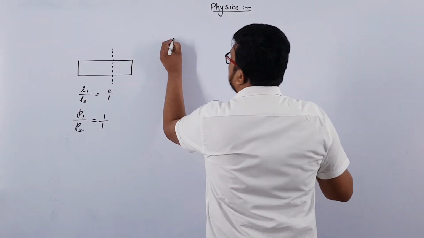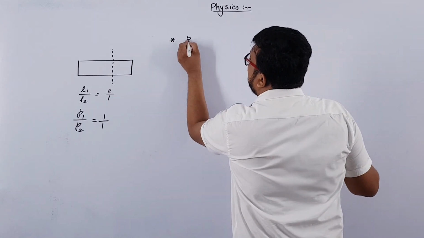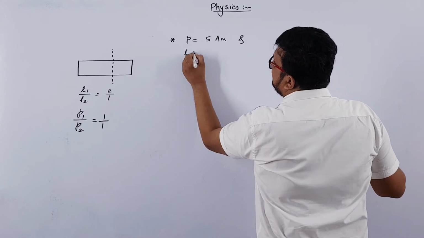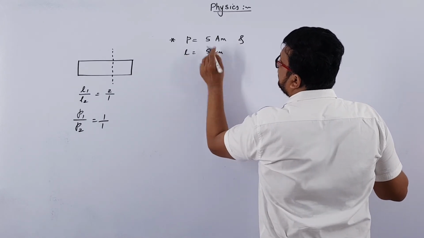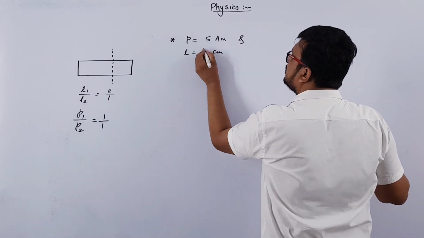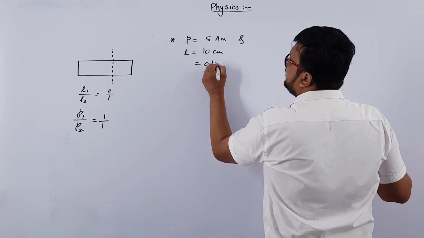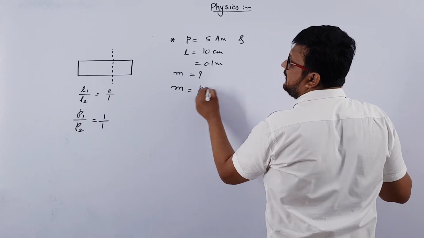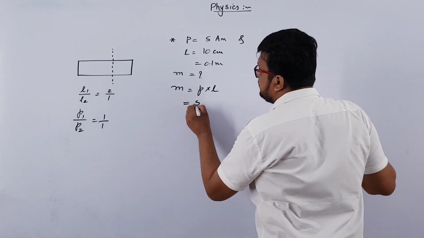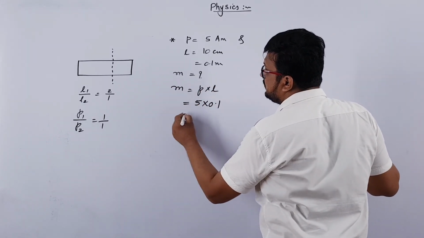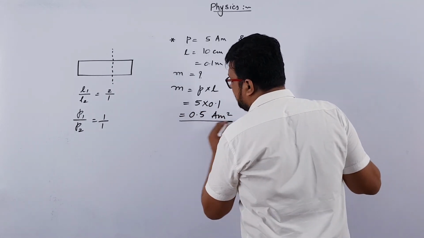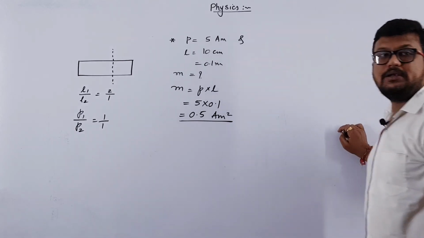Right. Next is, the pole strength of a bar magnet is 5 ampere meter and its length is 5 centimeter. Let us say 10 centimeter. So that is 0.1 meter. What is its magnetic dipole moment? So magnetic dipole moment is P into L. So here P is 5 and L is 0.1. So that is 0.5 ampere meter square. So the magnetic dipole moment will be 0.5 ampere meter square.